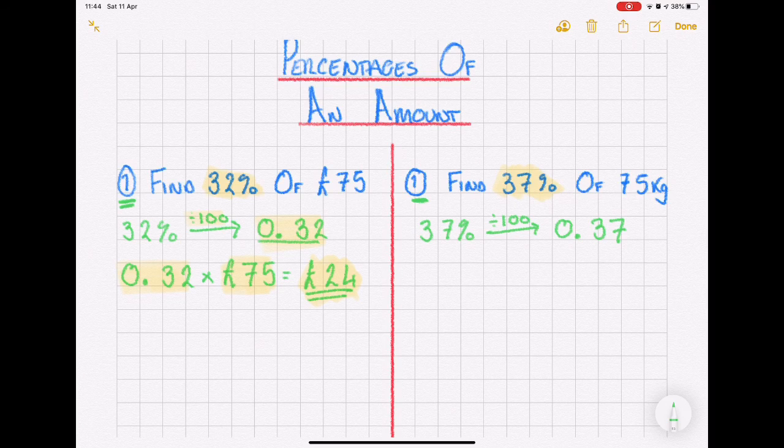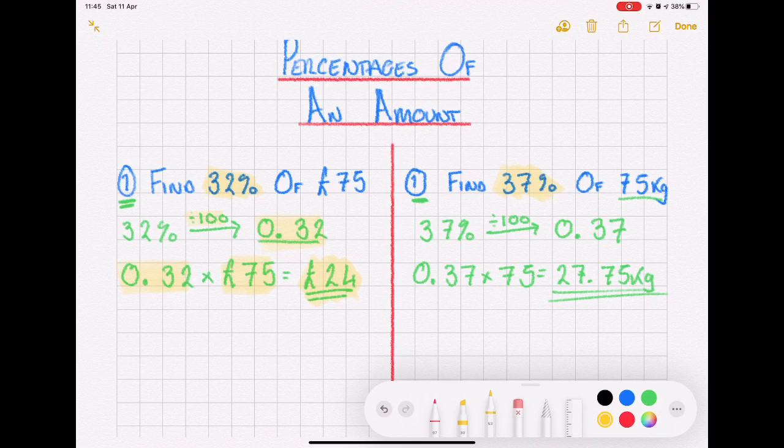And now I take my multiplier and times it by my amount. So 0.37 times 75. If I type that into my calculator, that's going to give me 27.75 kilograms. And that's my final answer. Fantastic. If you got that, give that a couple of ticks.